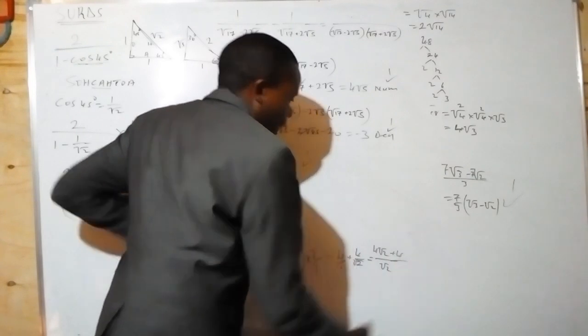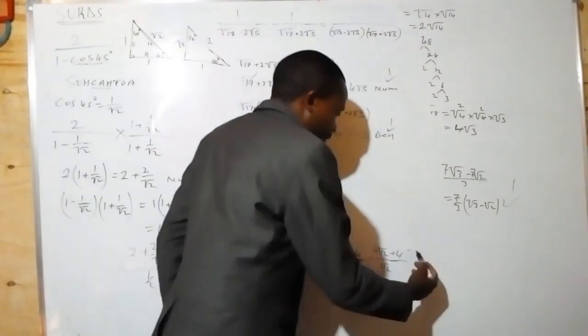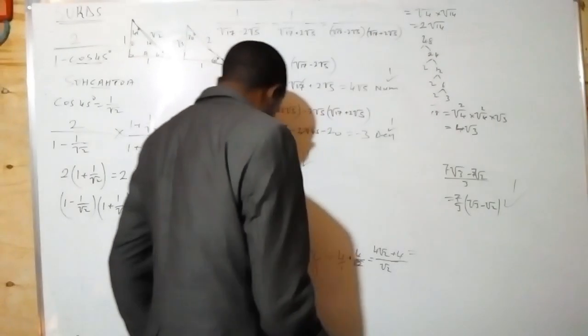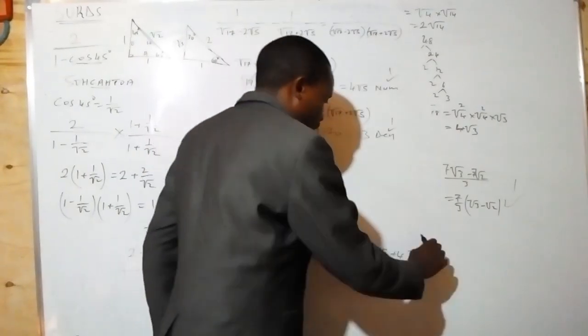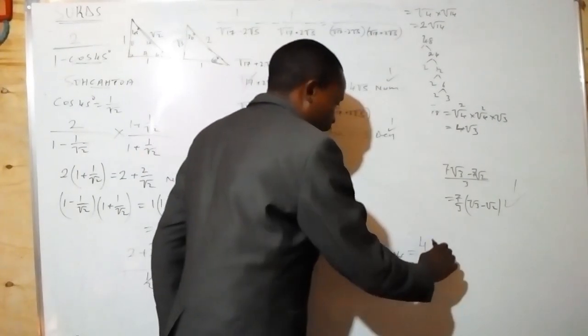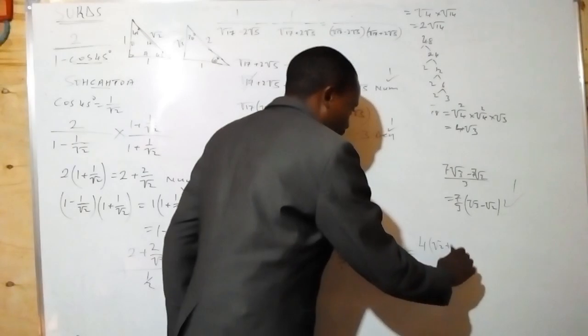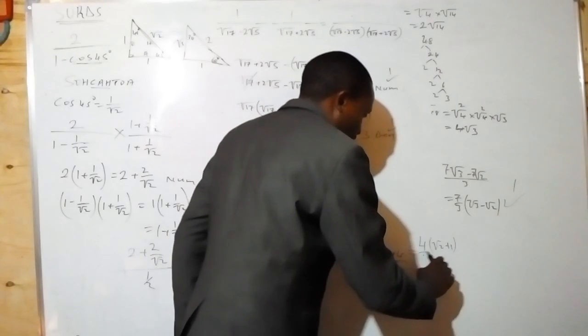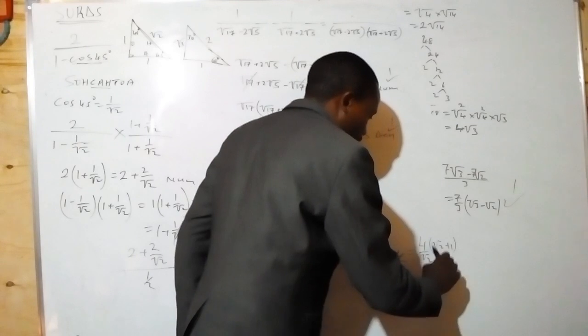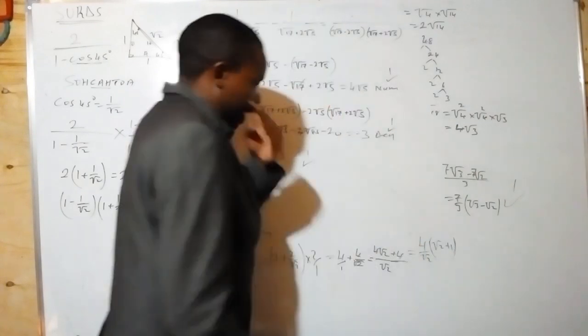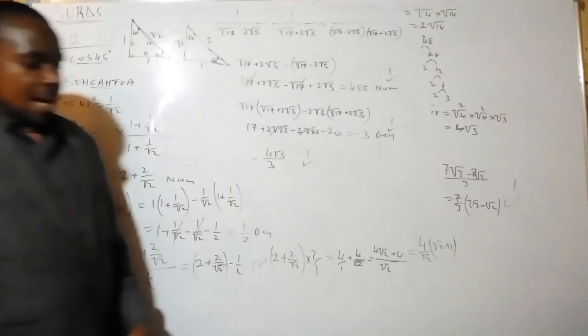And you can leave your answer in simplified form. You say 4 is common, you take it outside the bracket, open the bracket, root 2 plus 1, all over root 2. Yes, you can leave your answer like that. That is the correct answer.